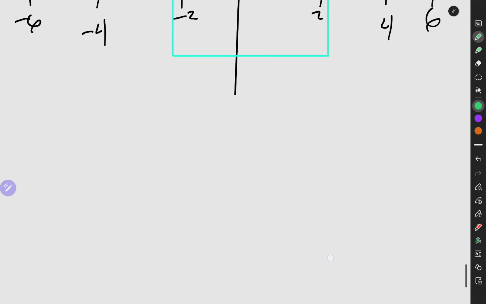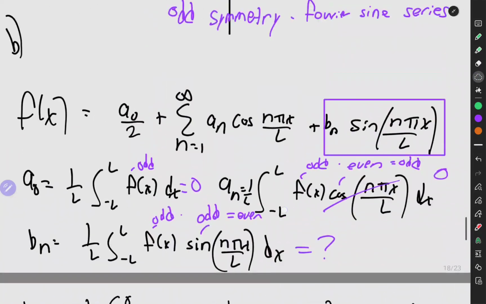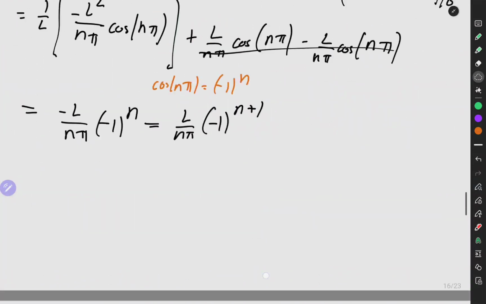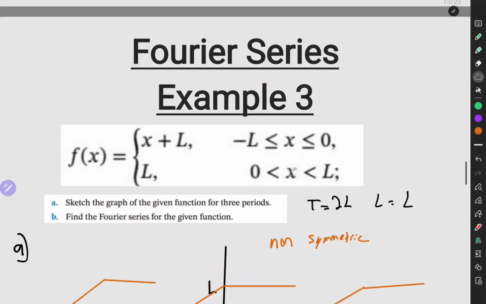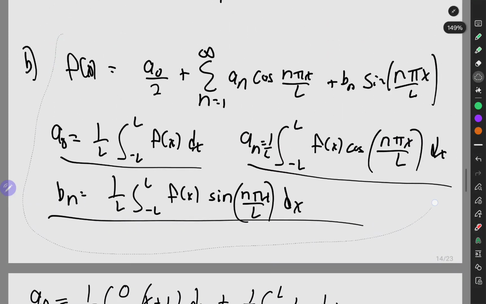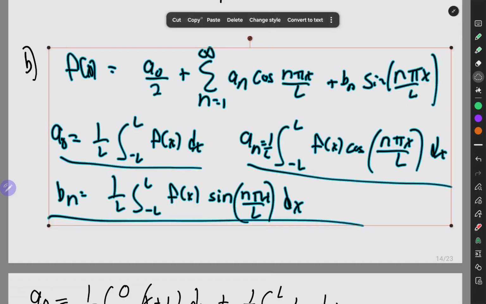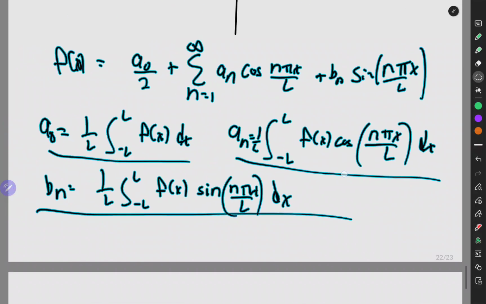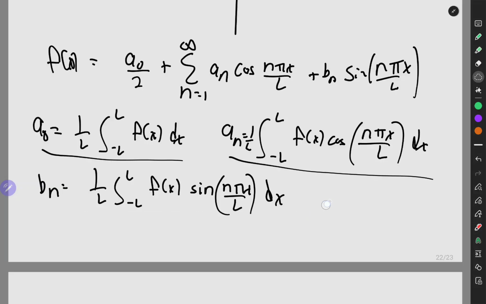Now we just have to find the Fourier series. Hold on a minute. I just want to copy over these. We get a clean copy. Sorry. Erase these. Okay.